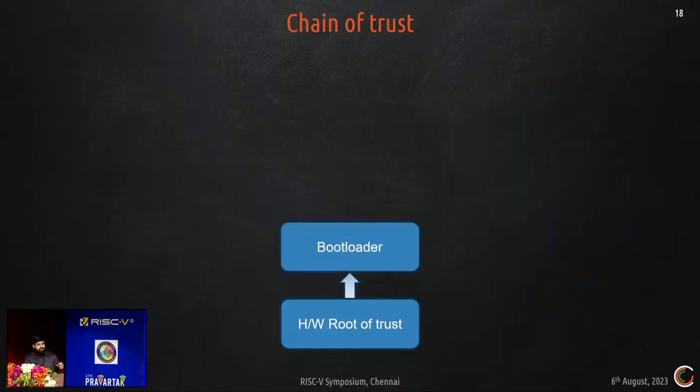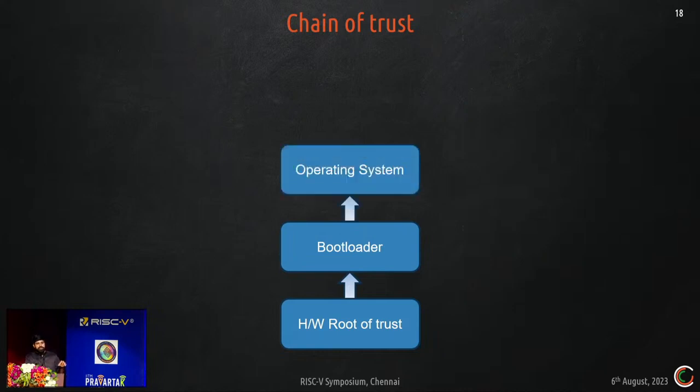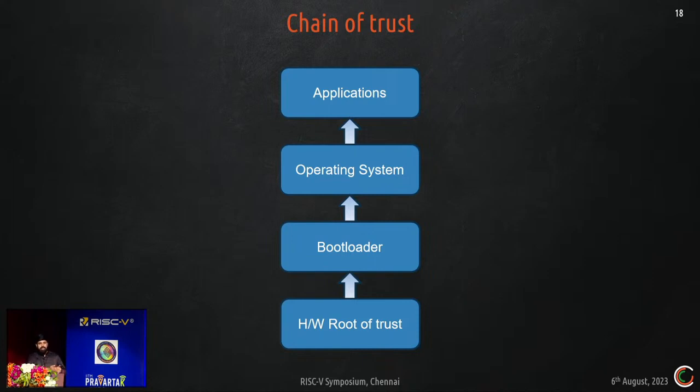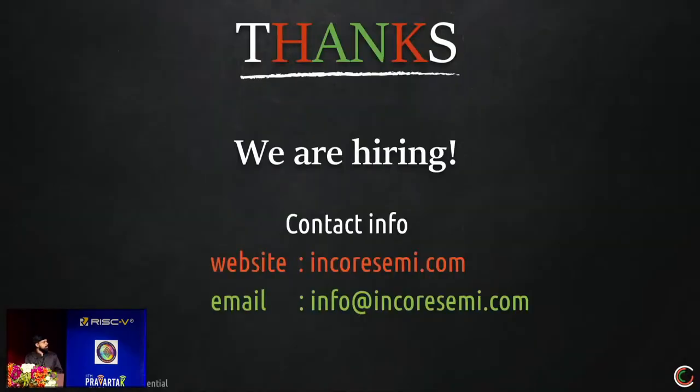The hardware then first verifies and loads the bootloader. The bootloader in turn uses the secure boot APIs and then verifies and loads the operating system. The operating system again uses these APIs to verify and load the application. So in this way, starting from the hardware, you would go about building trust in your entire boot process. And that is how you would secure your entire stack. With that, I would like to conclude.